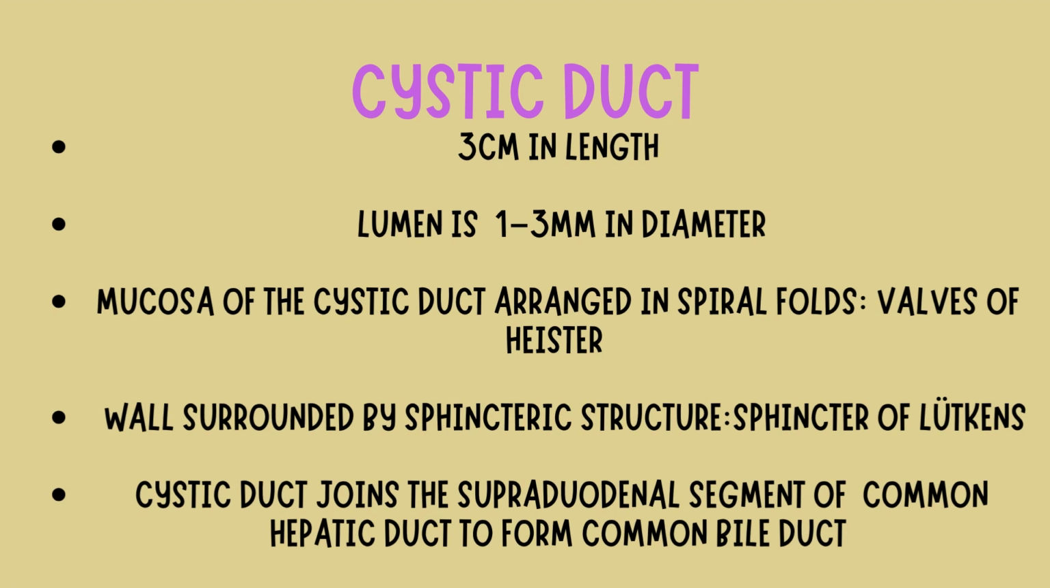Now come to the anatomy of the cystic duct. The cystic duct is 3 cm long. The lumen is 1 to 3 mm in diameter. The mucosa of the cystic duct is arranged in spiral folds, the valves of Heister. The walls are surrounded by sphincteric structures known as the valves of Lütkens, and the cystic duct joins the supraduodenal segment of the common hepatic duct to form the common bile duct.